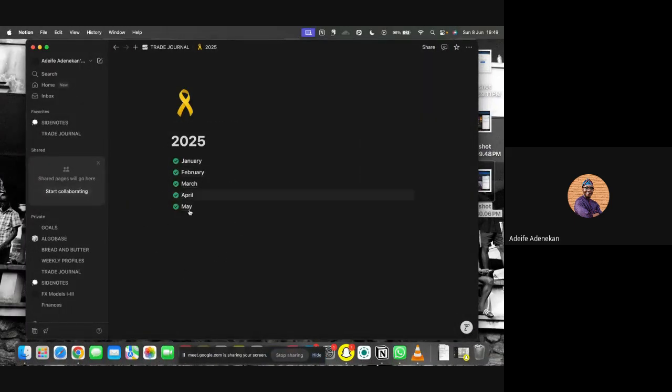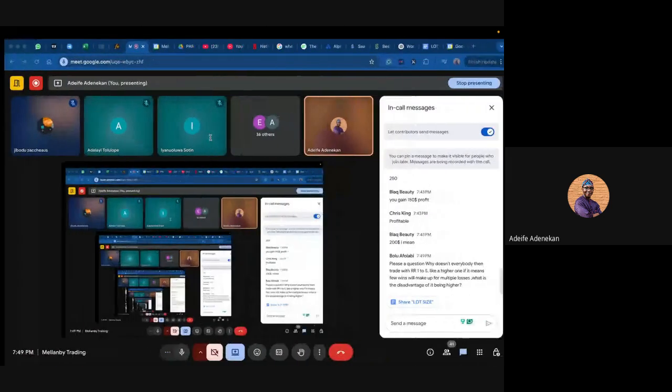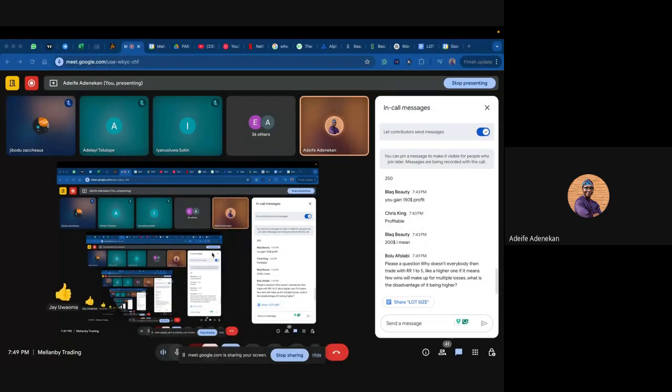So yeah, and now there's June. I still haven't done my journal for June yet, but I took a trade last week. It was a winning trade, so I will journal that later in the evening. So that's the whole idea of the mathematics that goes beyond trade.